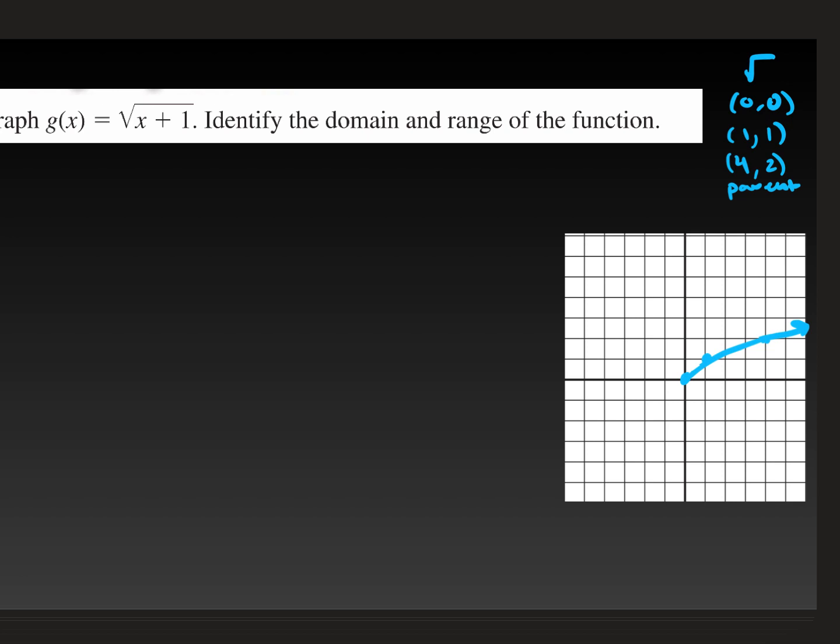So looking at my g of x here, I'm adding 1 on the inside. So which direction do I move? I go to the left one. So I'm going to take all of my points and just shift them to the left one. So to the left one, to the left one, to the left one. Graph our line.